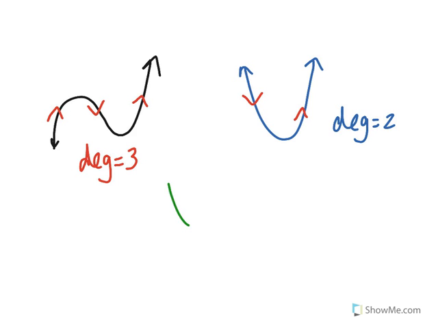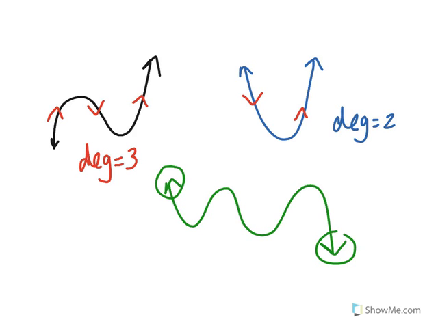So this graph right here, I know it's going to be odd because they end in opposite directions. So is it 3, 5, 7? What is it? So you just have to count the number of directions. So I have 1, 2, 3, 4, 5. So the degree is 5.